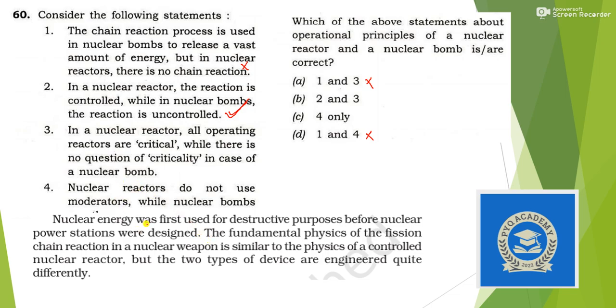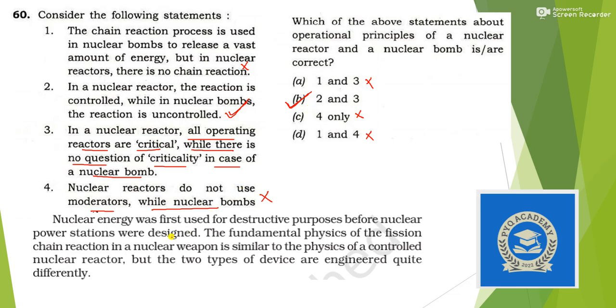Then, in a nuclear reactor all operating reactors are critical, while there is no question of criticality in the case of a nuclear bomb. Suppose you don't know what criticality is. Let's read the next statement. Nuclear reactors do not use moderators while nuclear bombs. No, this is totally wrong, because a moderator is there to control the reaction, and we control the reaction in nuclear reactors, not in nuclear bombs. So if we eliminate this, we definitely get our answer.